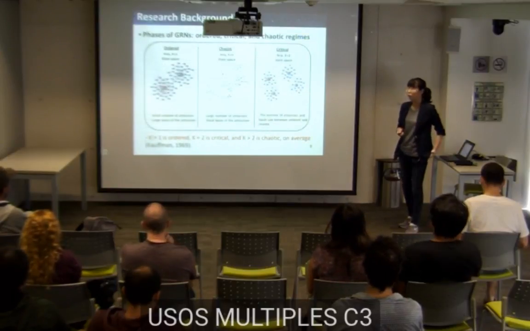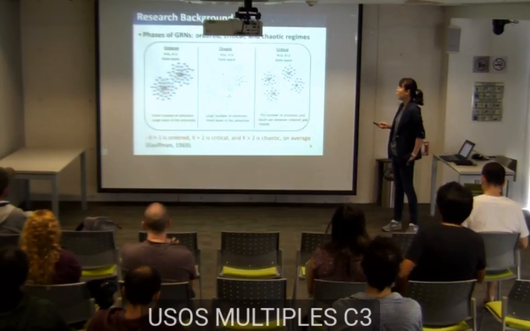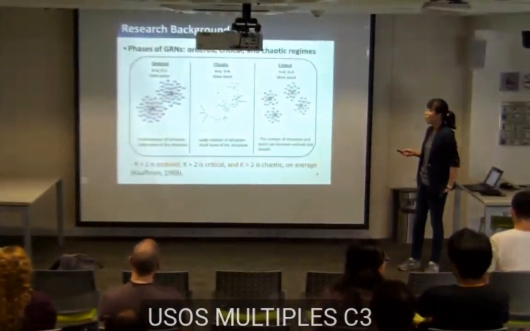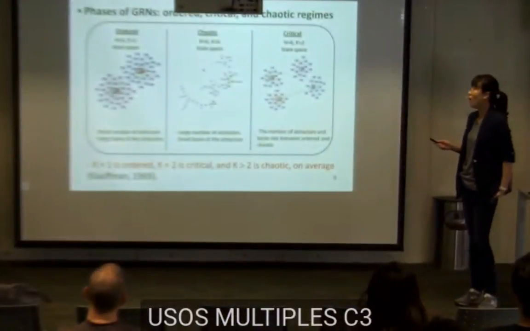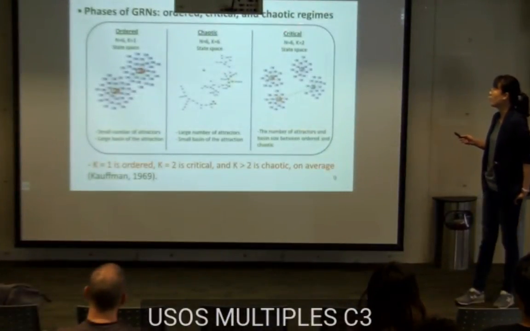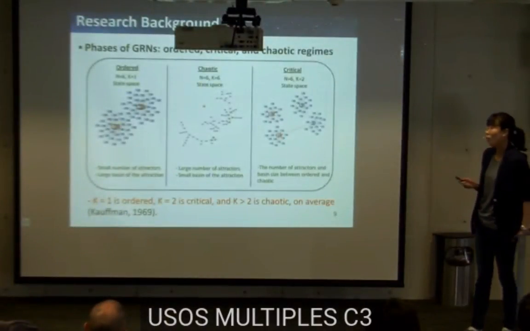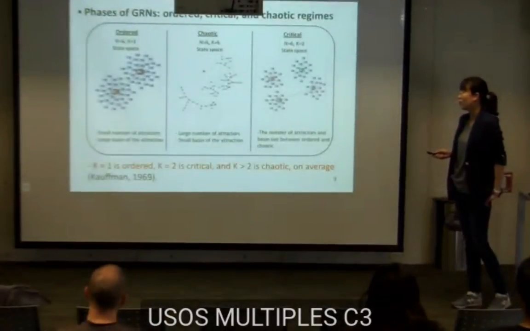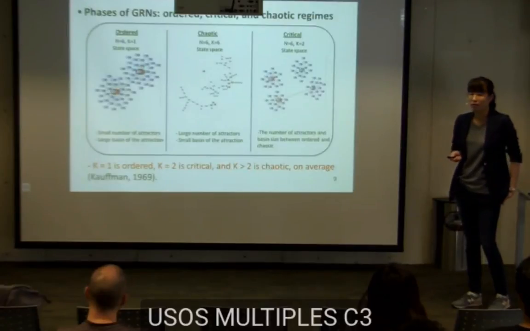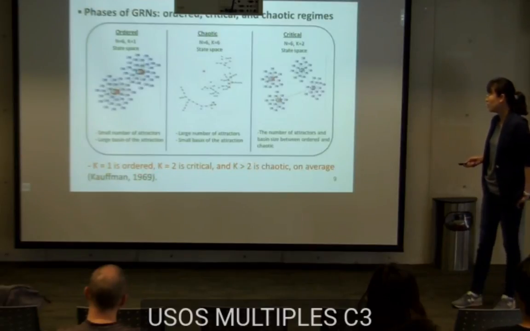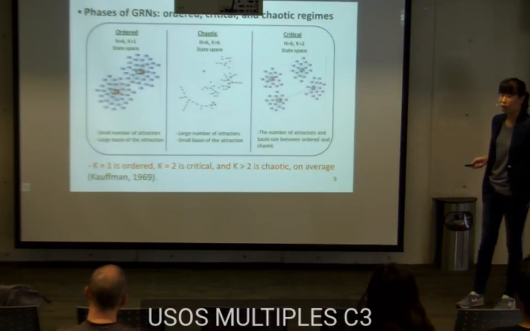Depending on the structure of the state space, the phases of gene regulatory networks are divided into 3: ordered, critical, and chaotic regimes. By adjusting the node in-degree K, the phases of GRNs can be varied. K equal 1 is ordered, K equal 2 is critical, and K larger than 2 is chaotic on average.